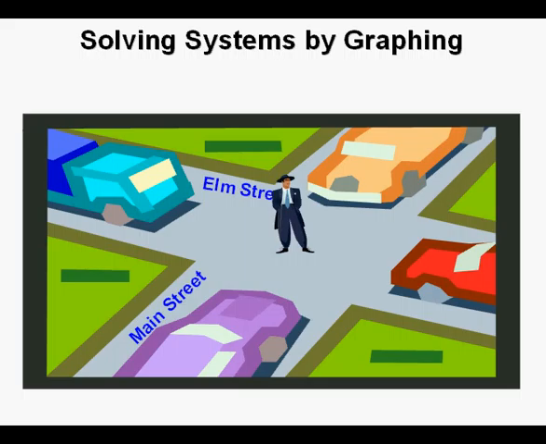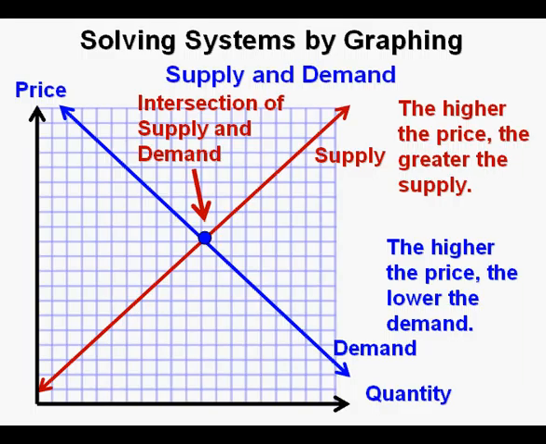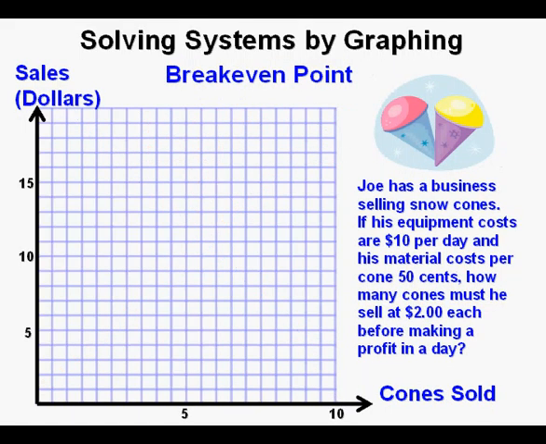And getting back to our supply and demand graph, the intersection of supply and demand is the one place that these two lines have in common, just like our intersection of the two streets. We call this point the solution to a system of equations. One thing we talked about during the introductory lesson was the importance of a particular point of intersection in business, what is called the break-even point.